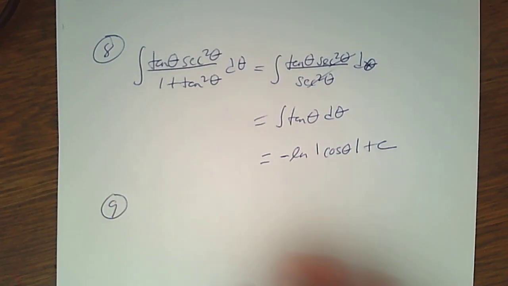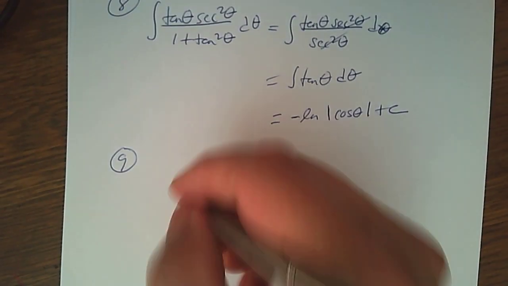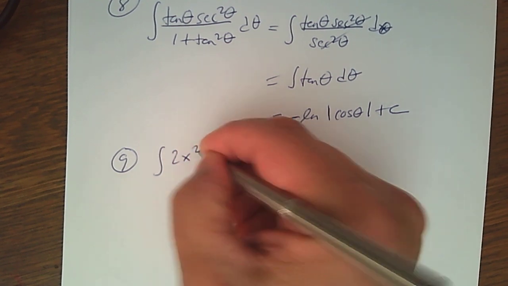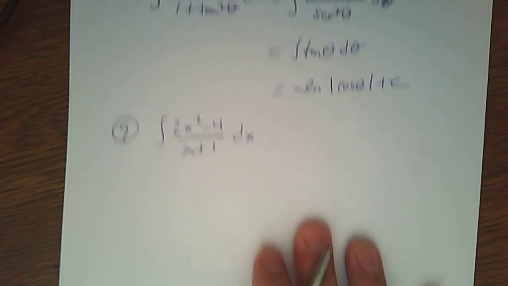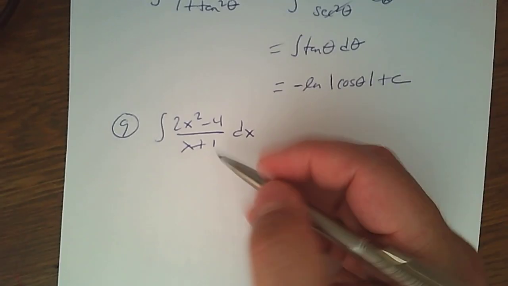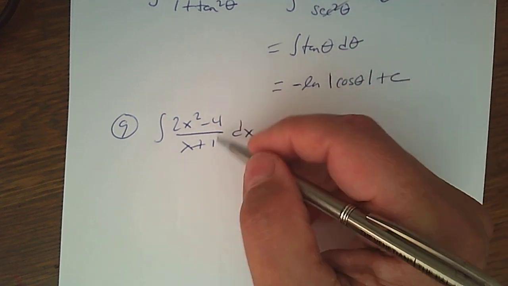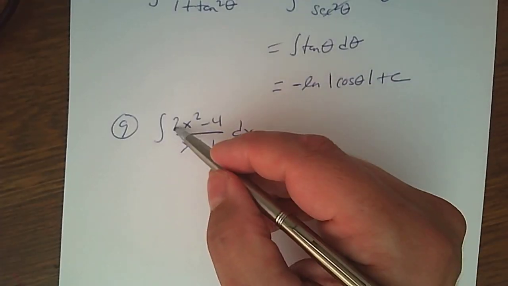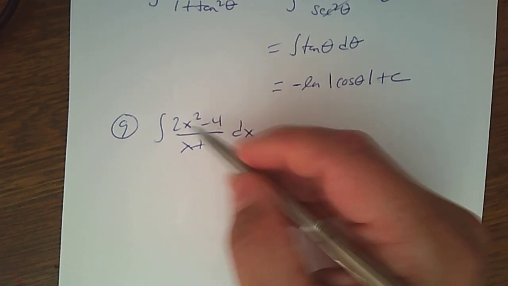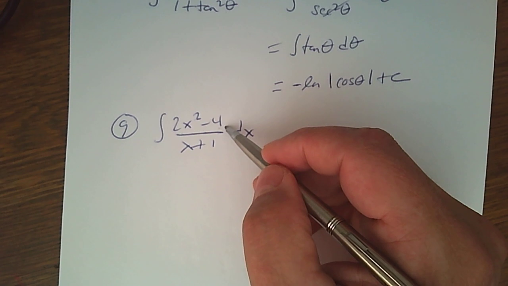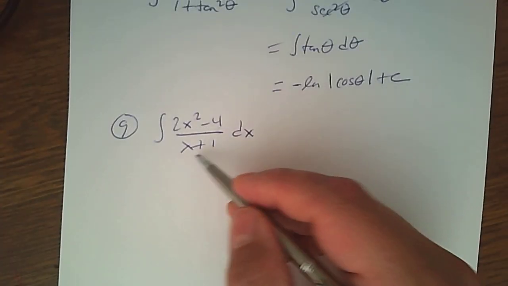Number 9. And number 9, we're integrating 2x squared minus 4 over x plus 1 dx. The first thing I look at is I realize the degree on top is bigger than the bottom. Could I factor out this in a way where I could simplify it? Now, I can definitely factor out a 2, and that'd be x squared subtract 1. That's not going to lead me to anything. X squared subtract 1 is not going to simplify with x plus 1 on the bottom. So even though it's good to look to factor and simplify, this won't help us.